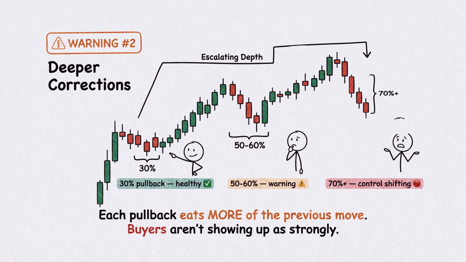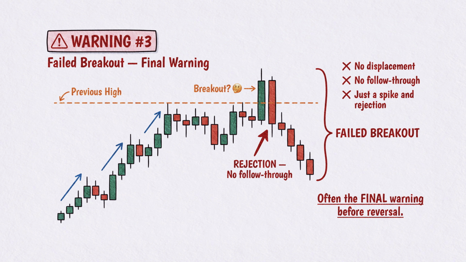Maybe 30% of the previous leg, not even reaching the midpoint. But when corrections start getting deeper, 50%, then 60, then 70, each pullback is eating more of the previous move. The buyers aren't showing up as strongly. Control is shifting. Warning sign 3, failed breakouts.